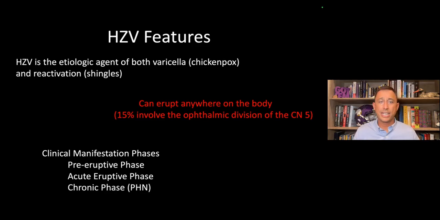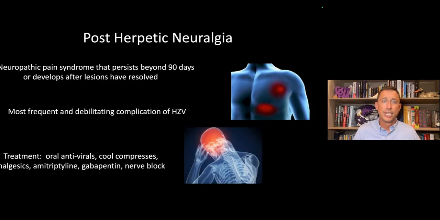Quite often, we're not going to catch the pre-eruptive phase because the patient isn't coming in. They're not feeling anything. They're not hurting. There's no problem. When we see them, we want to catch them at that acute eruptive phase. We want to prevent them from getting to that chronic phase, postherpetic neuralgia, which is really the worst thing about this. If we don't get this treated before the 90 days, often these patients are in significant pain for an extended period of time of their life.